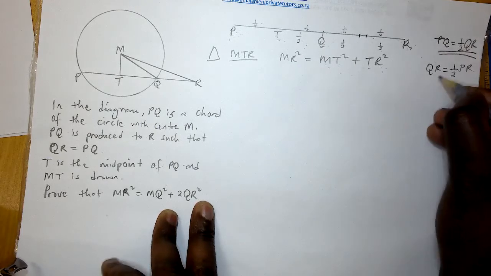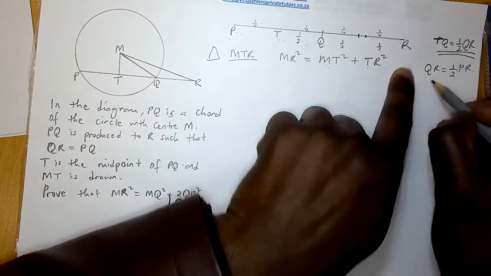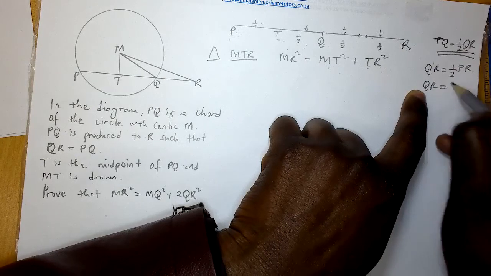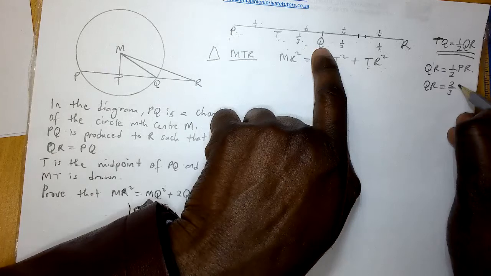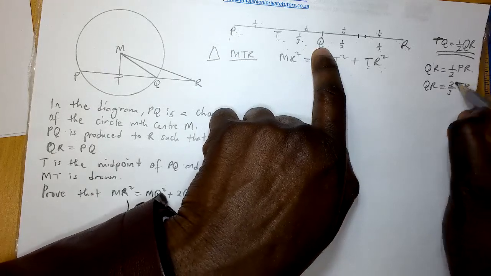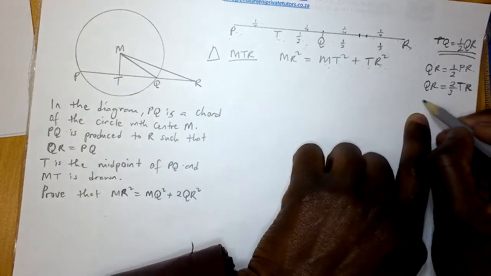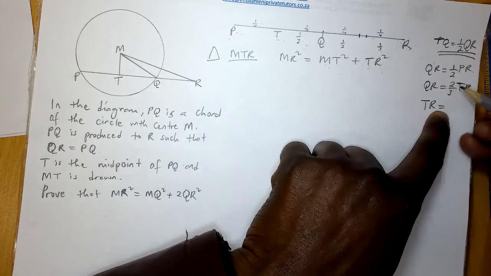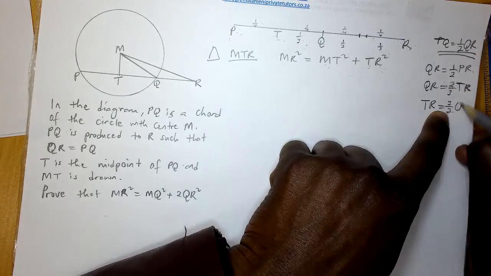So it means QR is 2 over 3 of TR. That's what it means here. So 2 over 3 of TR equals QR, and it means your TR is going to be 3 over 2. We cross multiply with 3 over 2 on both sides. It's going to be 3 over 2 QR.